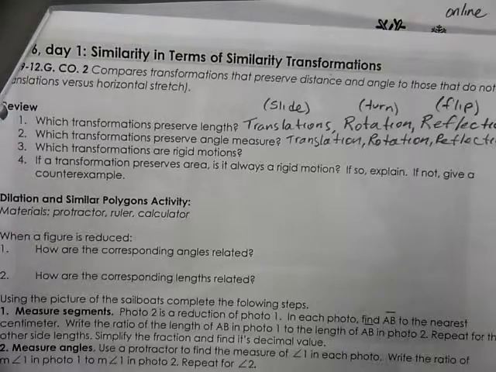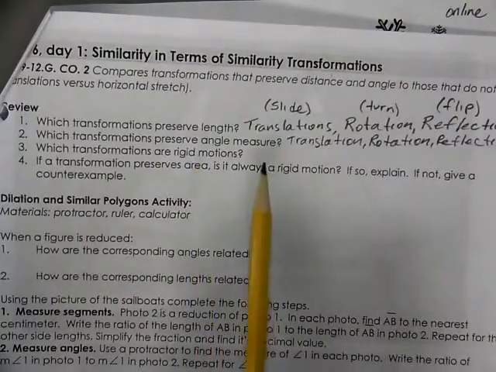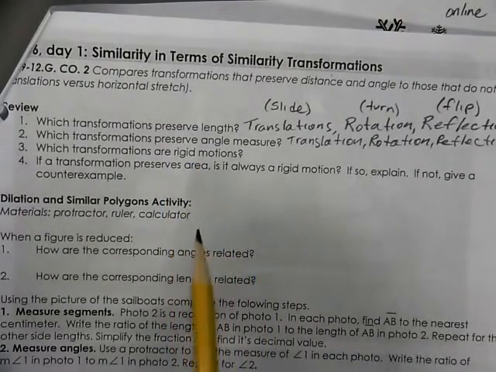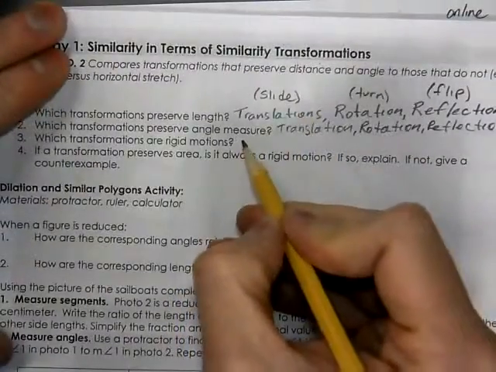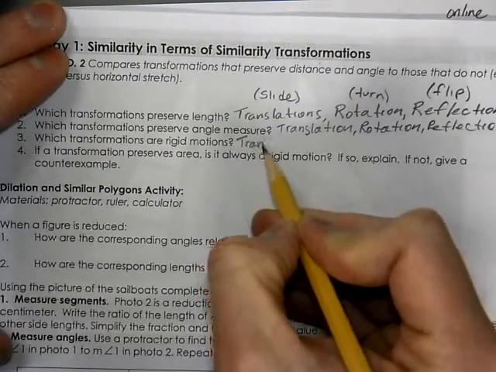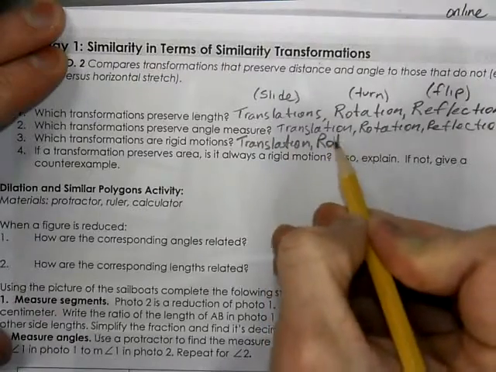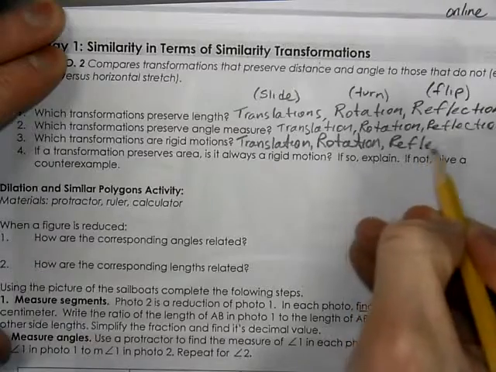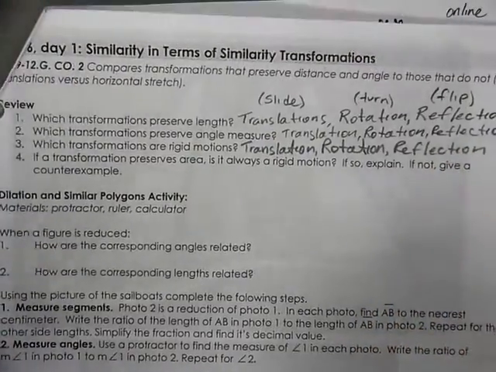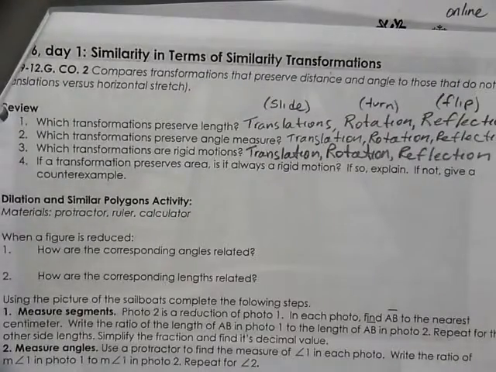Which transformations are rigid motion? When your lengths don't change and your angles don't change, that's considered rigid motion. It's real rigid. It's like made out of cement. It doesn't change its size or shape. So, which ones? Translation, rotation, and reflection. So each one of those would be considered rigid motion.